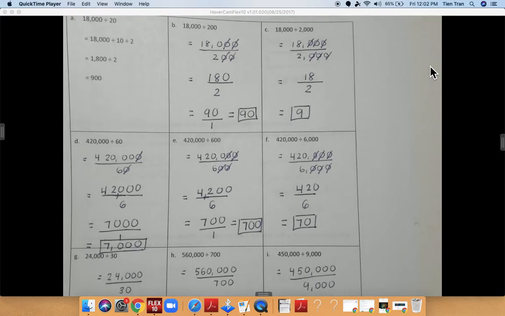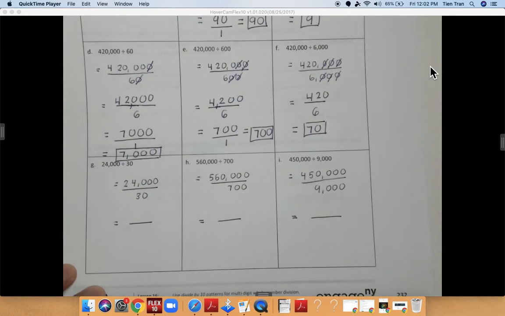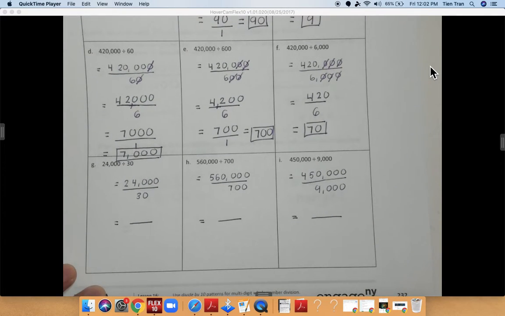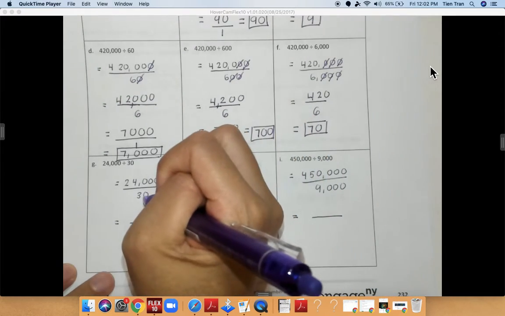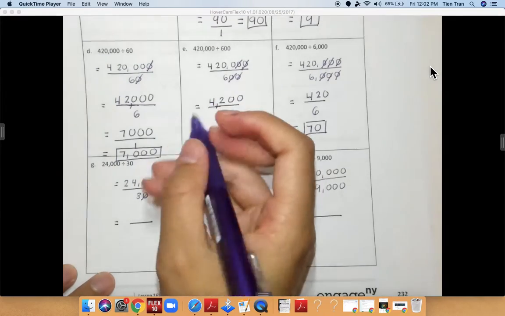Now, what I'm going to do is solve the questions on the bottom. On the bottom, I have 24,000 divided by 30. Okay, so I'm going to make sure that I am solving for those equations. There's 1 zero on the bottom. I can cross off the 0 at the top as well.